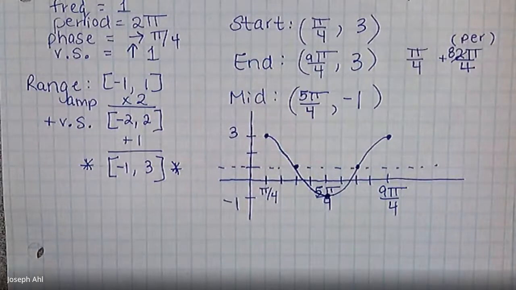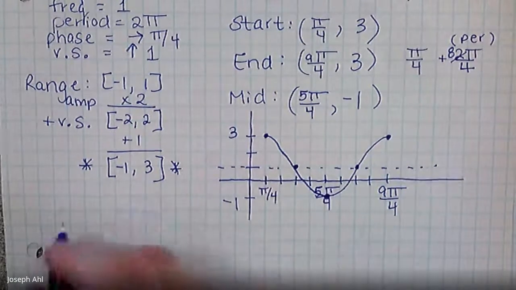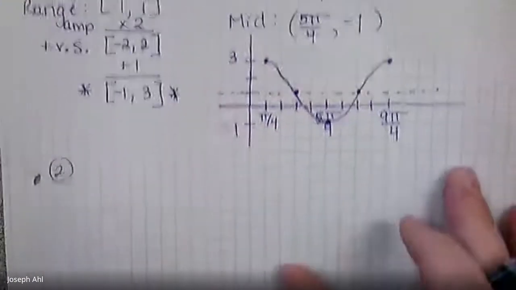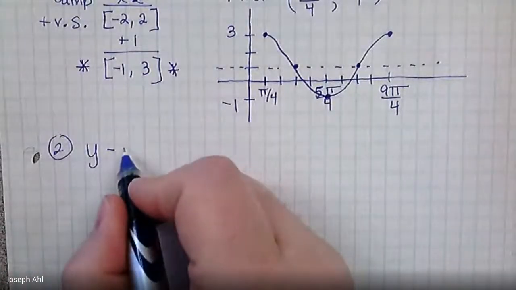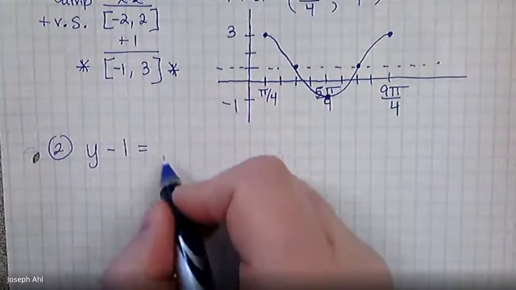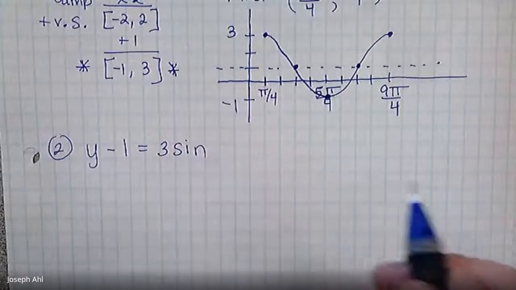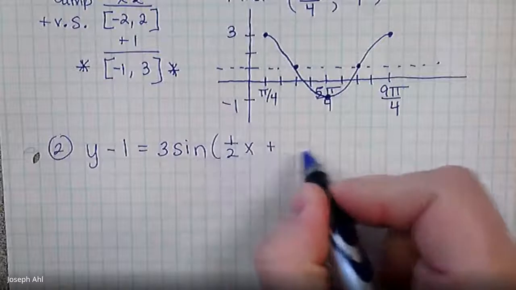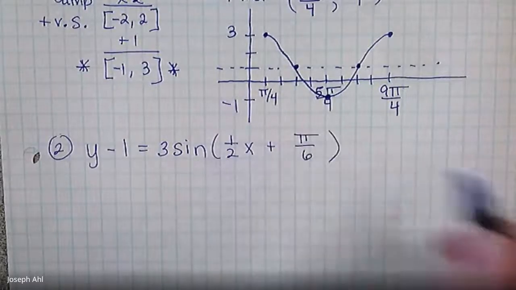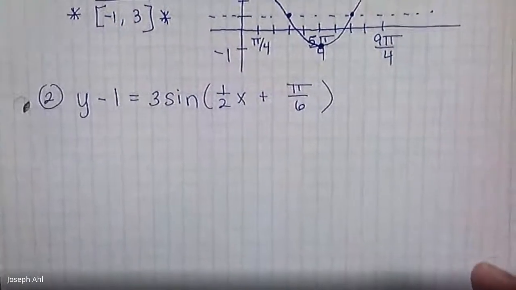Okay. I'm going to go a little bit faster through the next one now that we've done one together. But I think that hopefully we're on the right track of trying to put all these pieces together. I'm going to challenge us a little bit in this last one. y - 1 would equal 3 sine of 1/2 x plus pi/6. Okay, that's the function that we're going to sketch.